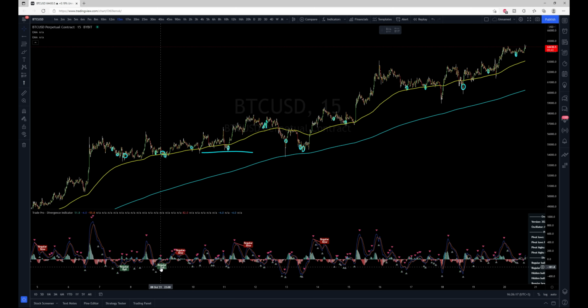So you don't need to be constantly watching your charts, but you can do it. I'm sure there's free indicators out there that will do a similar job of spotting the divergences and giving you alerts.